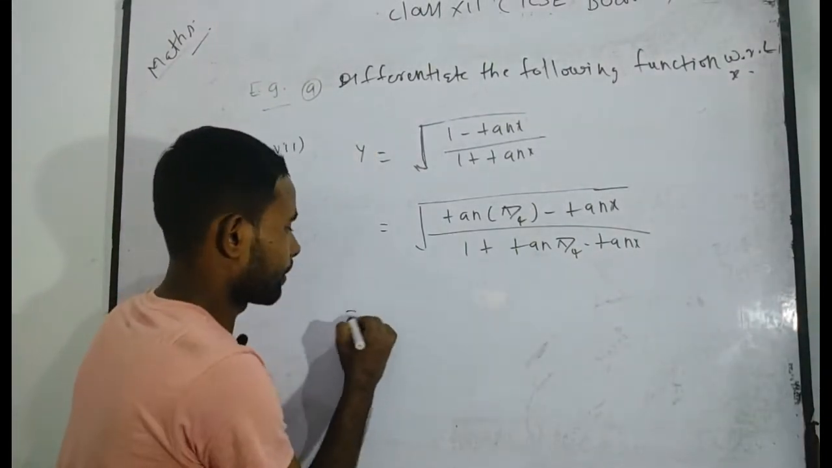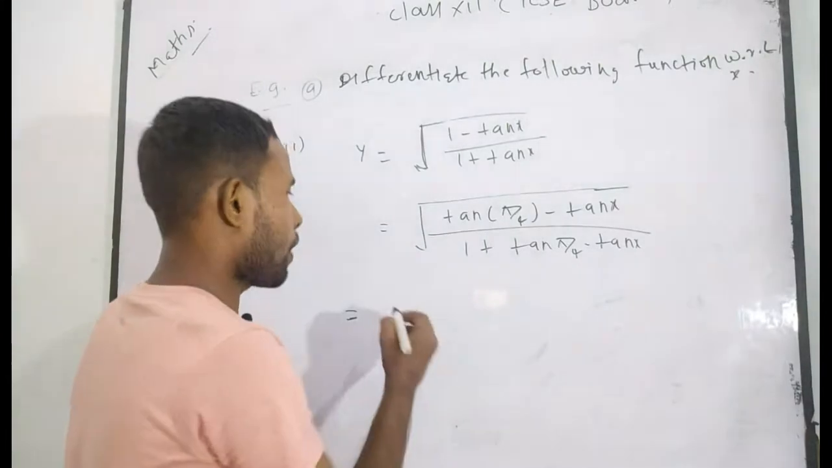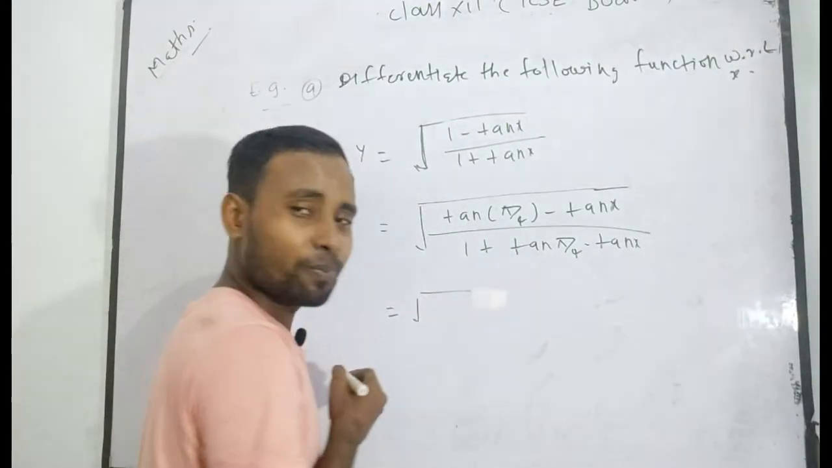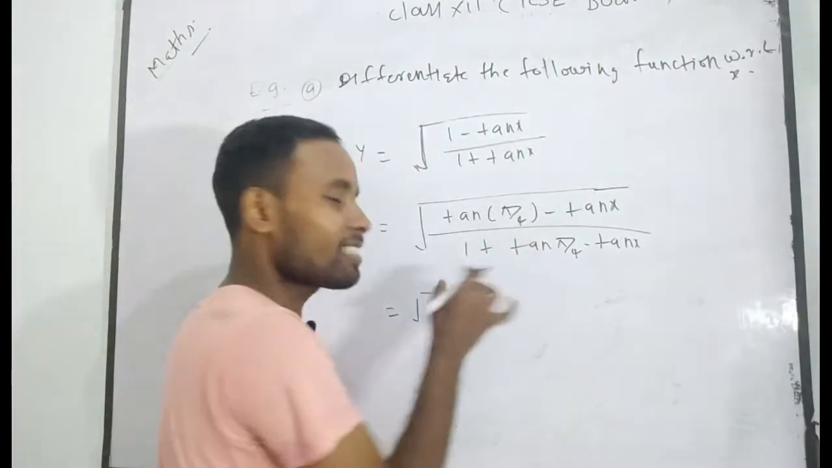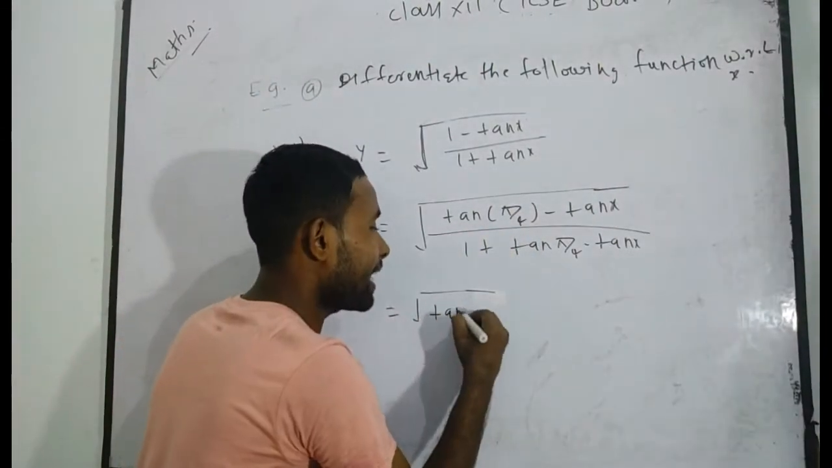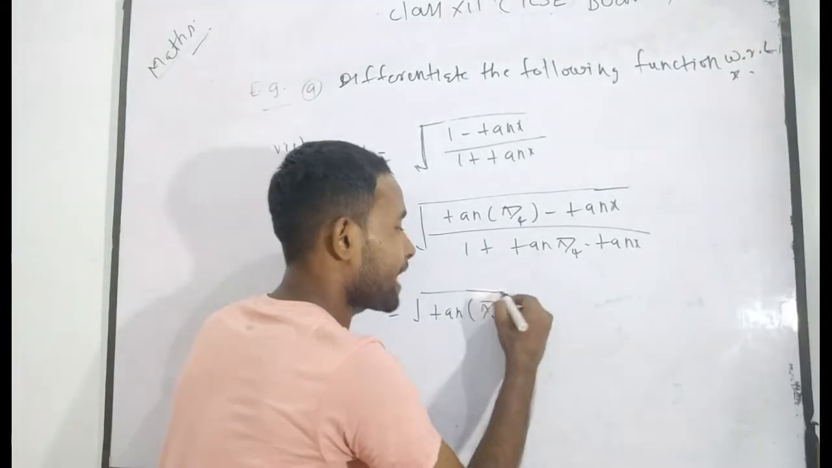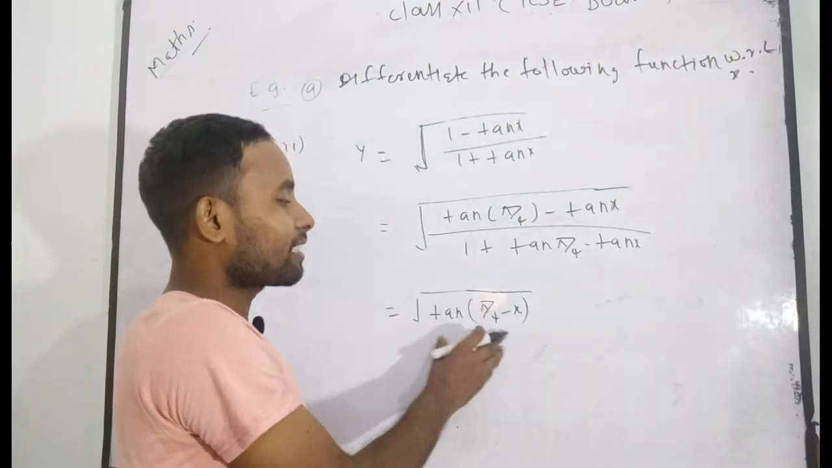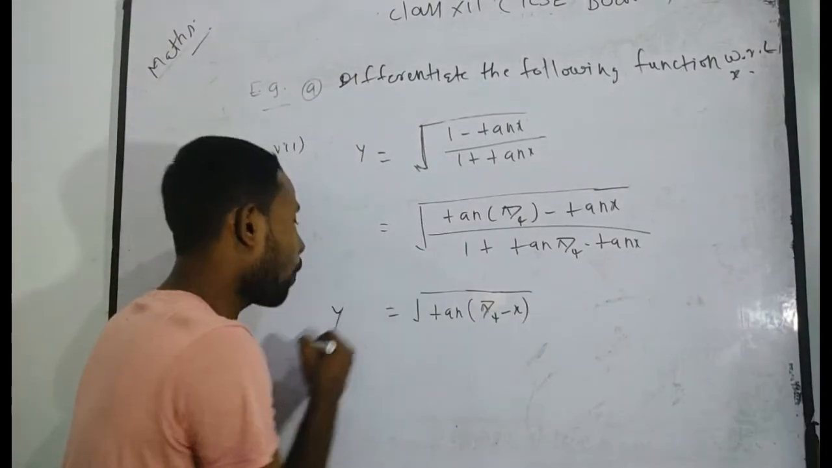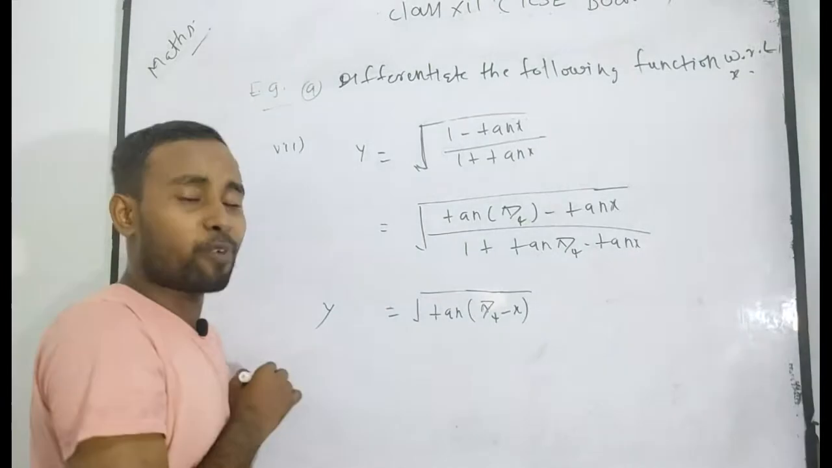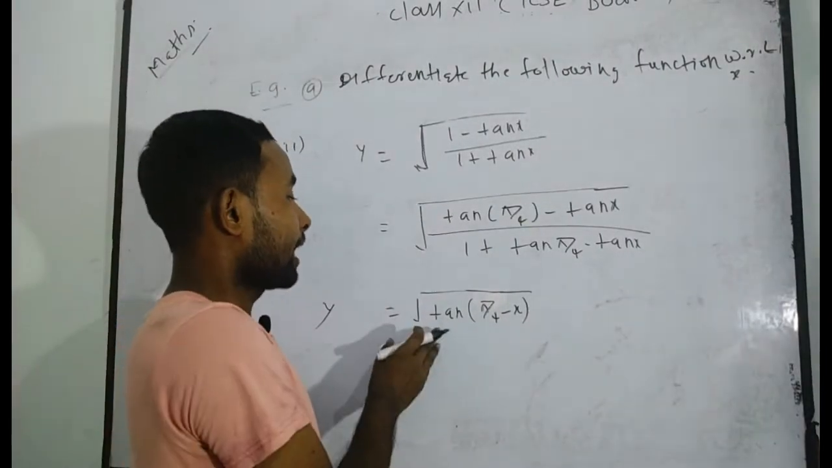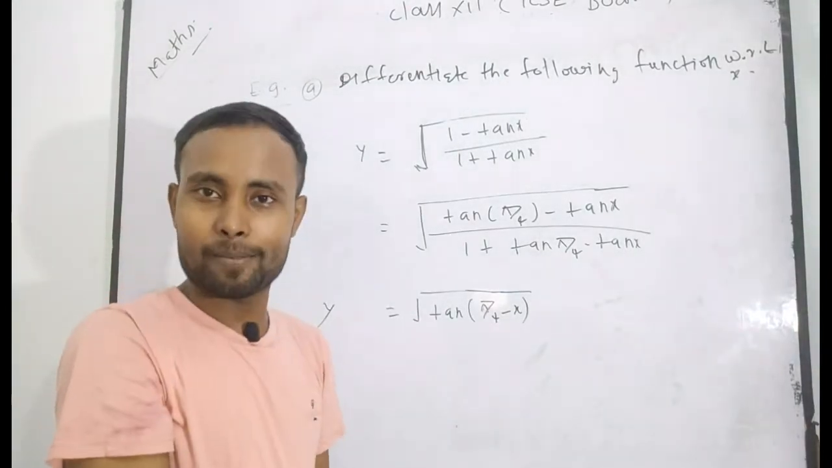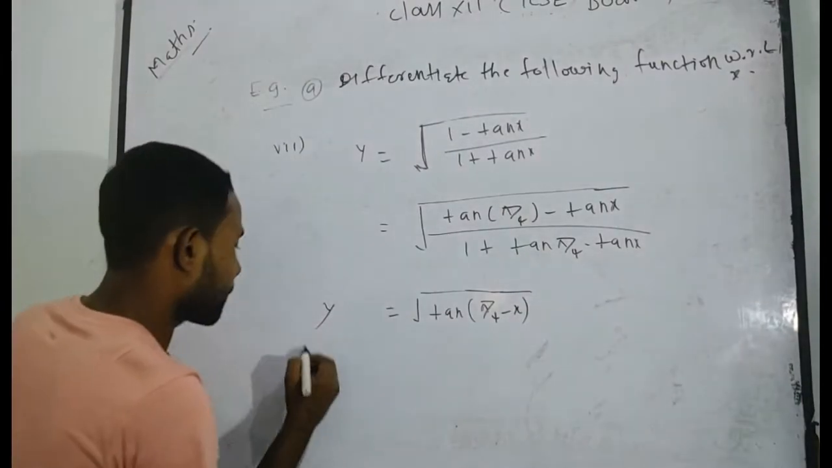Now if you see this function, you will feel this is nothing but simply tan(a minus b), with a equal to pi by 4 and b equal to x. This is root under tan(pi by 4 minus x). That means in simplified form the function becomes root under (1 minus tan x) upon (1 plus tan x). Have you understood? Now you have to differentiate on both sides.